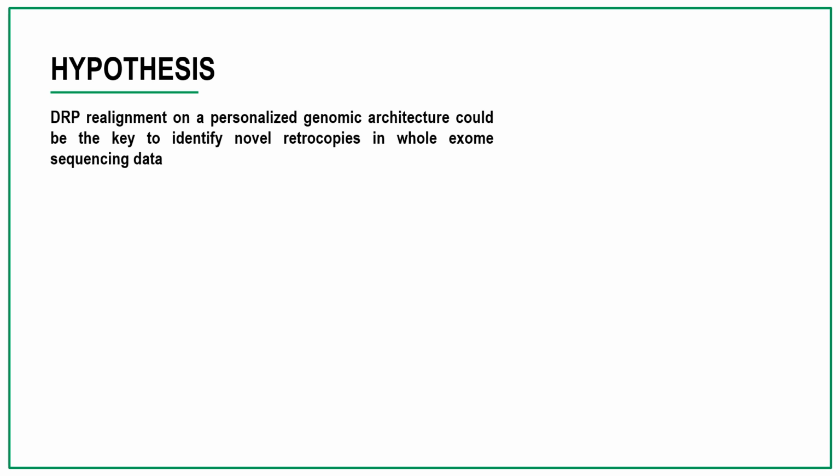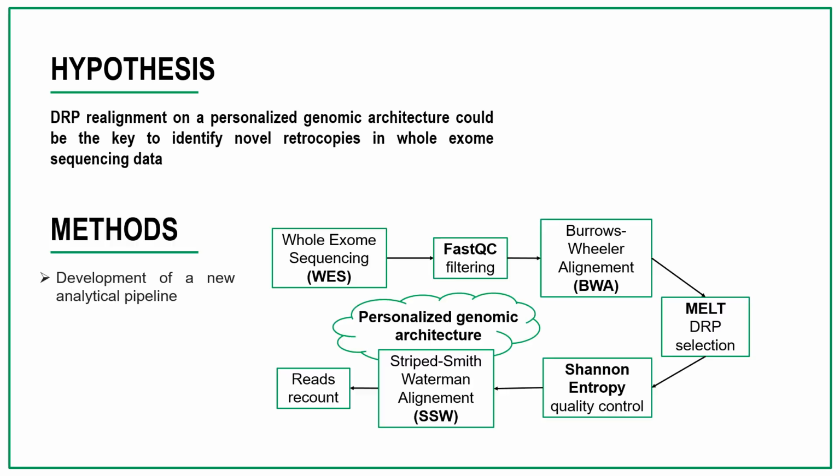Our hypothesis for this project is to rescue the DRPs and realign them on a personalized genomic architecture, and it could be the key to find novel retrocopies in whole exome sequencing data. So we developed a new tool to retrieve those DRPs and remap them on the personalized architecture. We go through the usual whole exome sequencing way. We rescue the DRPs with the tool MELD, and we have a filtration step using Shannon entropy and a realignment tool using Striped Smith-Waterman alignment.